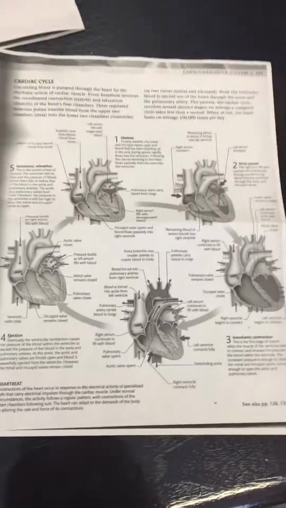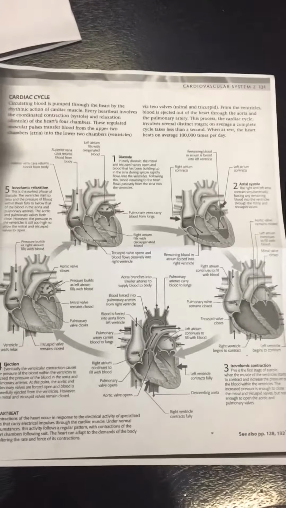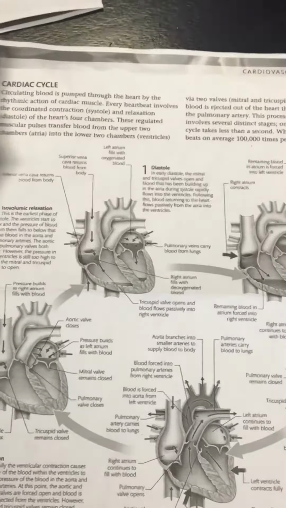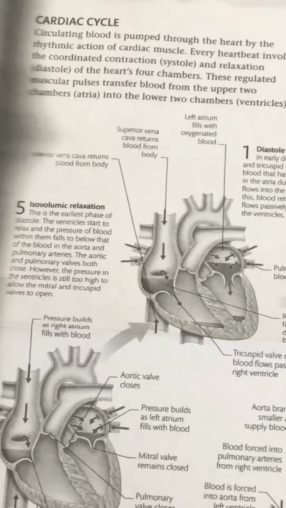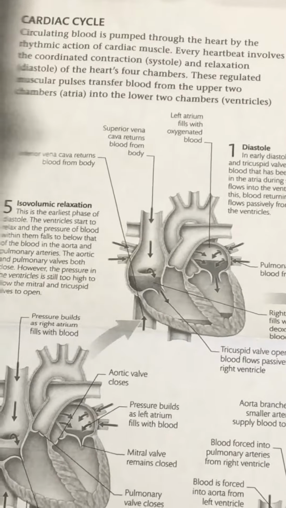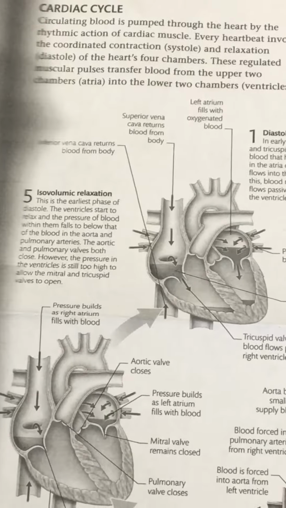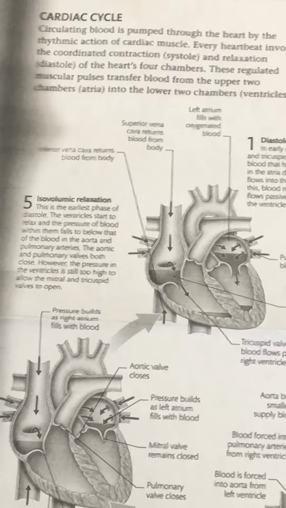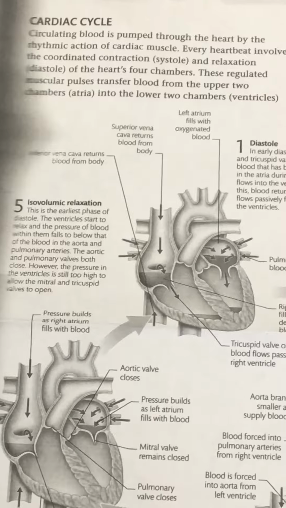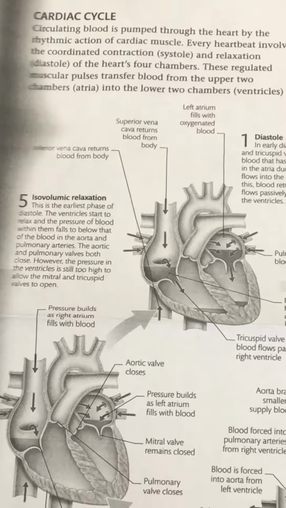The isovolumic relaxation. This is the earliest phase of diastole. The ventricle starts to relax and the pressure of the blood within falls below that of the blood in the aorta and pulmonary arteries. The aortic and pulmonary valves both close. However, the pressure in the ventricles is still too high to allow the mitral and the tricuspid valves to open.